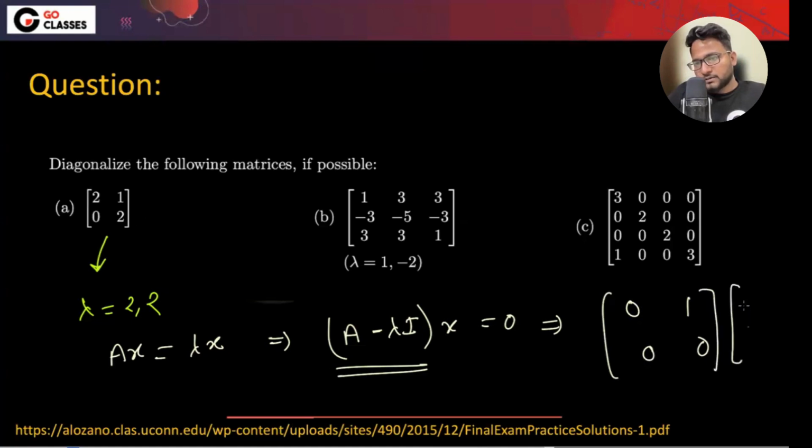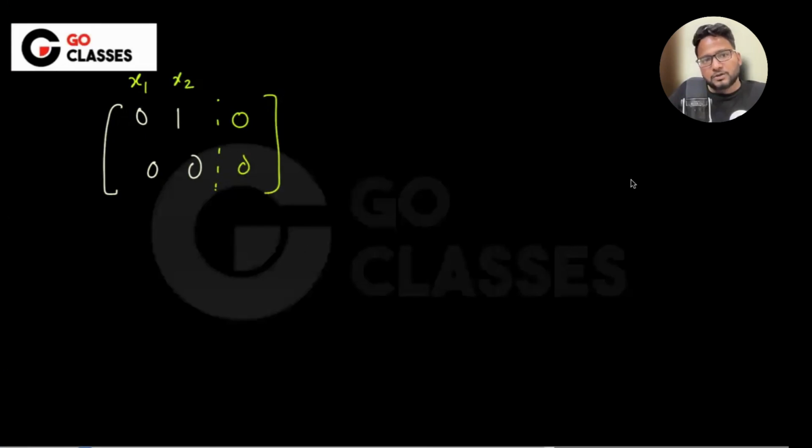Into x. Okay. So what are the values of x1, x2 that satisfy this? I think you can find out. Let me just go to the next page. So this is 0, 1, 0, 0, and then you need to find x1, x2. This is 0, 0, right? So you can say x2 is a free variable, which is k.